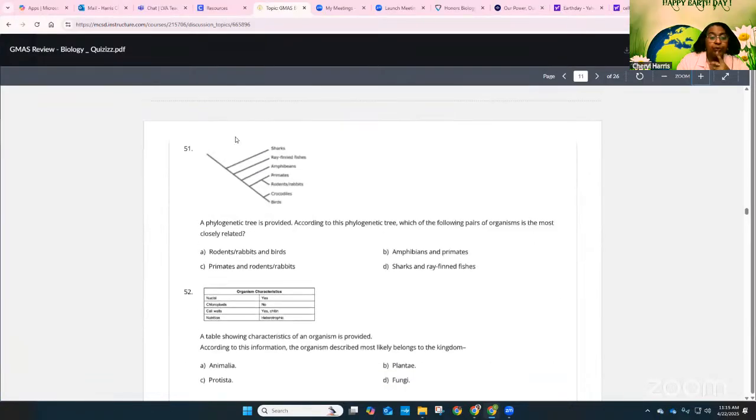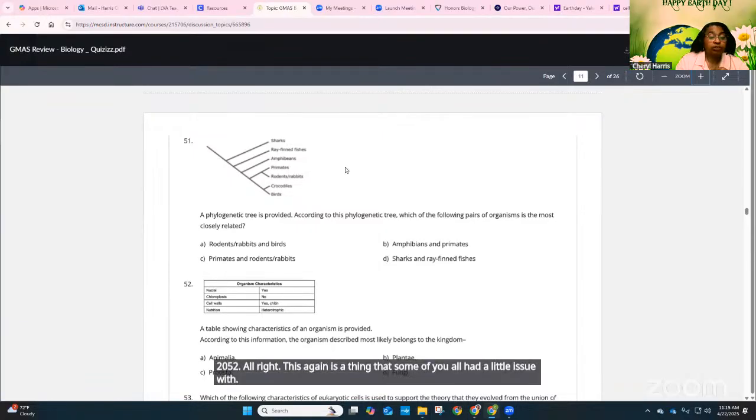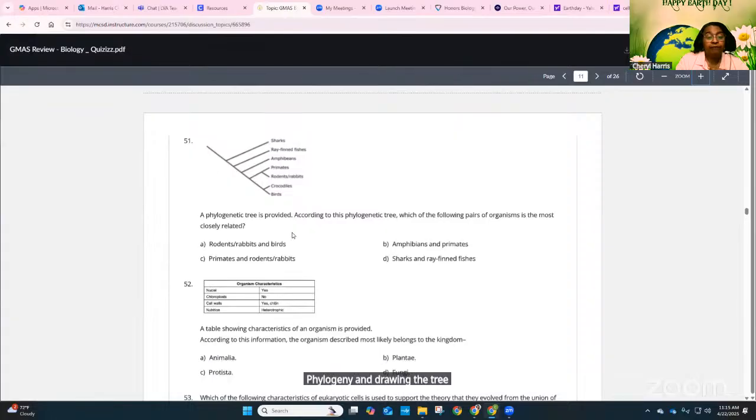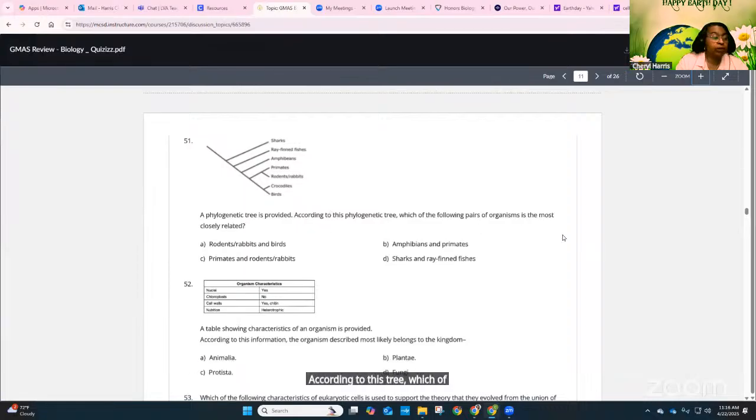2252. All right. This again is a thing that some of you all had a little issue with. Phylogeny and drawing the tree. The phylogenetic tree is provided. Study the tree before you try to answer the question. According to this tree, which of the following pairs of organisms are most closely related?